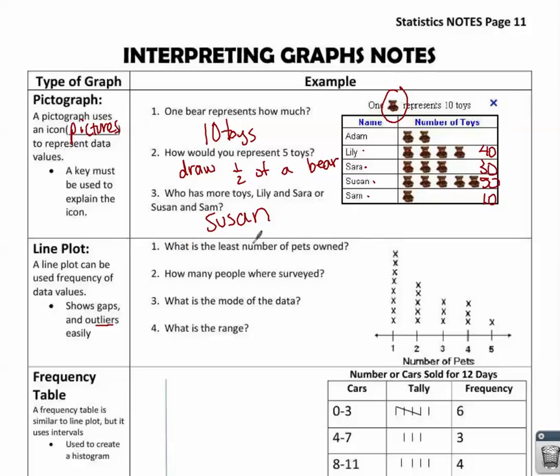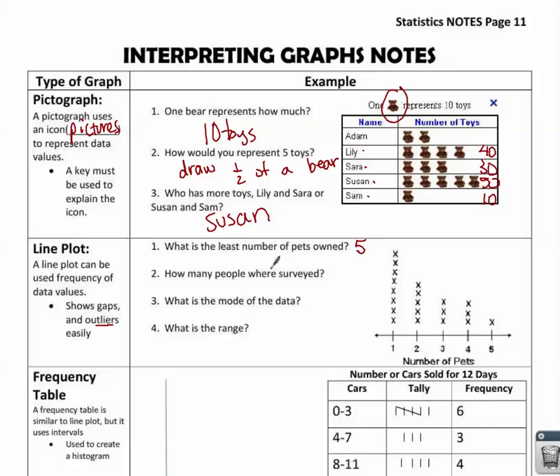So in this case, what is the least number of pets owned? And that would be 5. Because if you read the graph, this is pets owned. If the household owns 1 pet, you can see there's a lot of households that own 1 pet. There's a good amount of households that own 2 pets. There's 3 households that own 3 or 4 pets, and there's only 1 household that owns 5 pets. So that's the least number of pets owned.